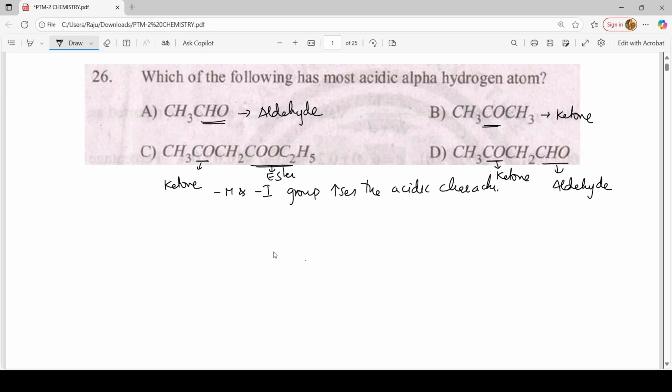Students, minus I increases the acidic character. In the first and second options, there is only one functional group, but in the third and fourth options, there are two functional groups and both are minus I groups. Here, the strongest minus I groups are the ketone and aldehyde. They are strong minus I groups. We can expect the most acidic hydrogen atom here.